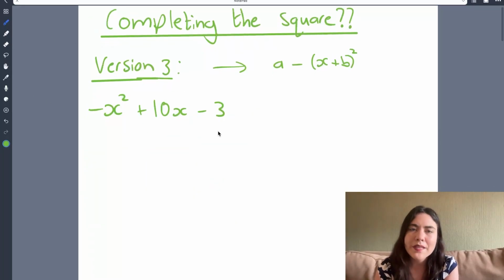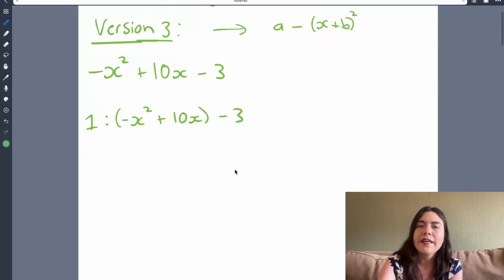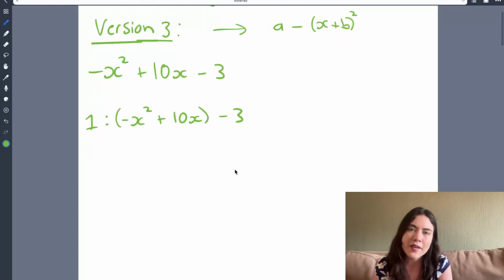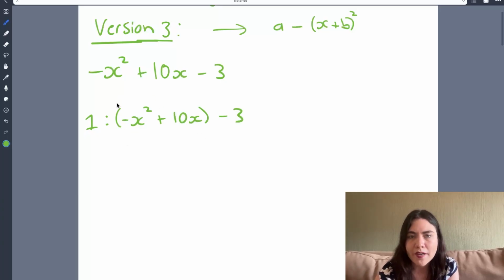All right, let's complete this example. So step 1, we're going to bracket off our x's. Now I'm going to be going quicker and quicker in this video because you should have already practiced these questions with me, or at least gained a further understanding. So if I am going too fast, I apologize. But again, if you're still getting stuck, it means you haven't fully understood version 1. So make sure you go back to that.